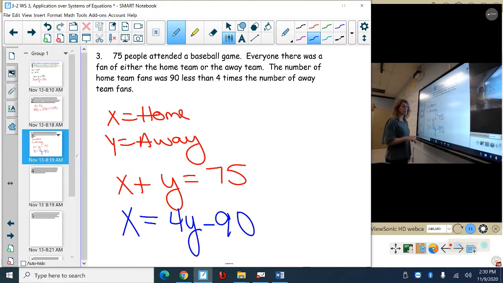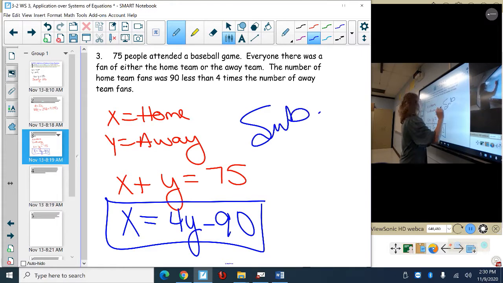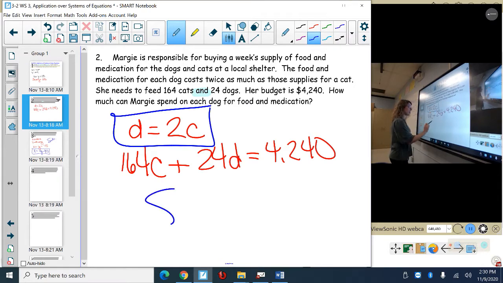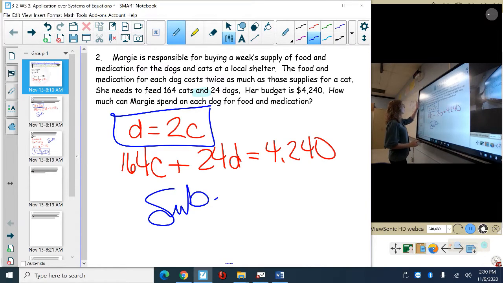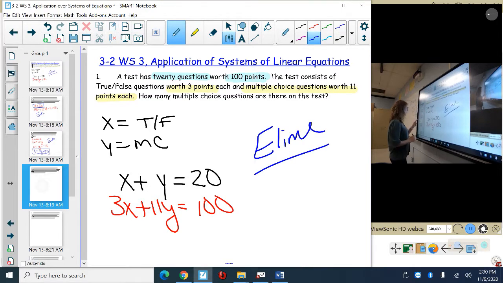So there's my equation. Now, what method do you think you would use here? I would box that in and I would use substitution here. What method would you have used on the previous one? I would box this in and I would use substitution again. Over here, you could use either, but I would probably use elimination because it would be easier.